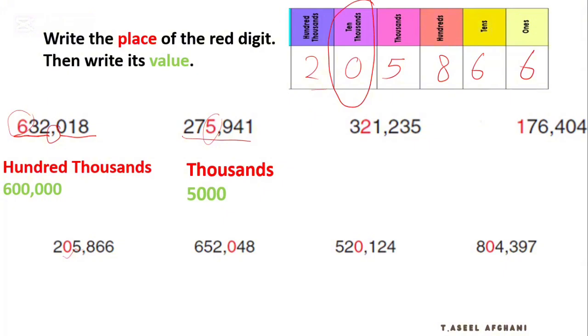That means you have no 10,000s. You don't have any 10,000s. So that means we represent it as 0. Actually, there aren't any 10,000s, so it is 0. 0 10,000s means nothing. You don't have anything. What about this number?